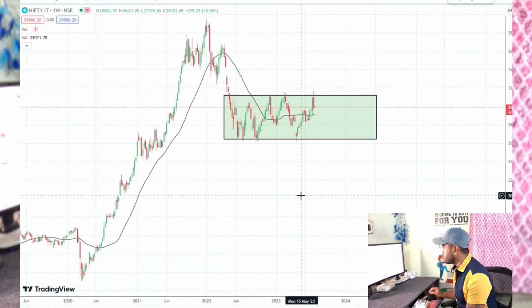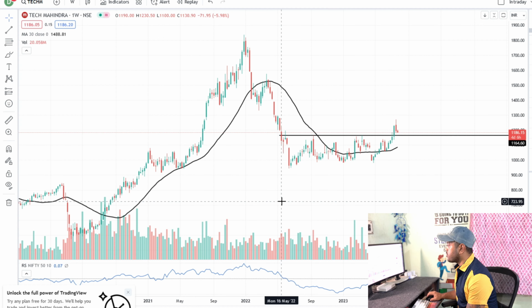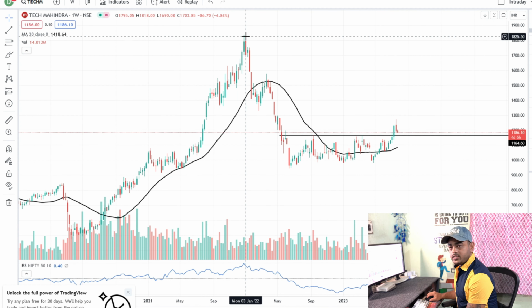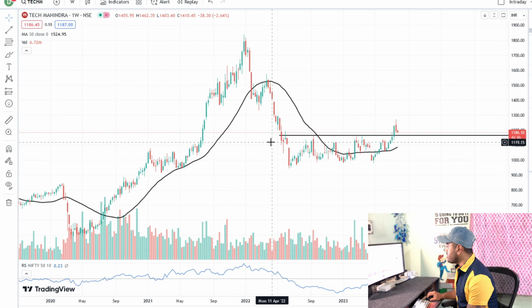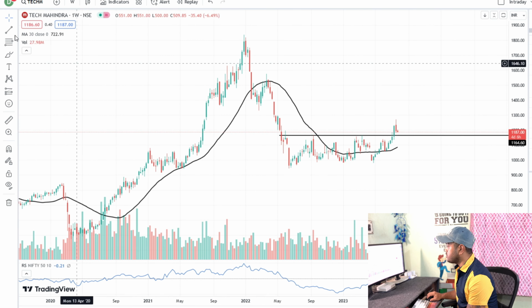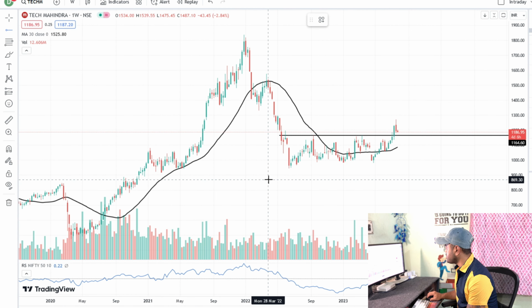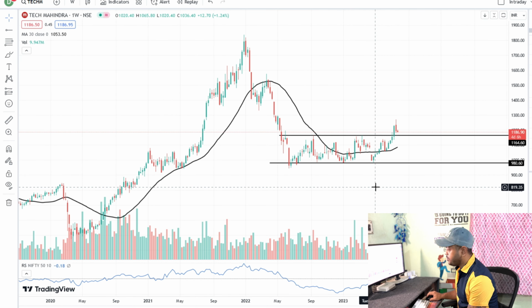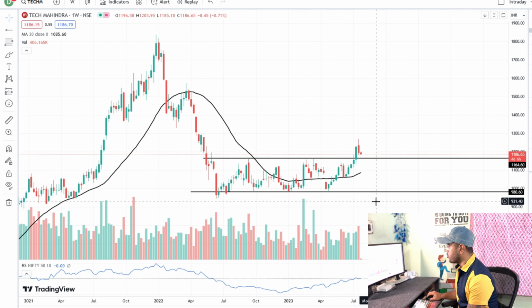So let's look at the chart of Tech Mahindra. So this is the chart of Tech Mahindra, right? Like the IT sector and other industries, it fell down from its peak of 1800, and then it was hovering between two levels. One being 1166 or 65, and the lower level was around 980 or 970, right? So it was hovering in this range, bouncing back and forth from this level to this level, and eventually it broke out of it.